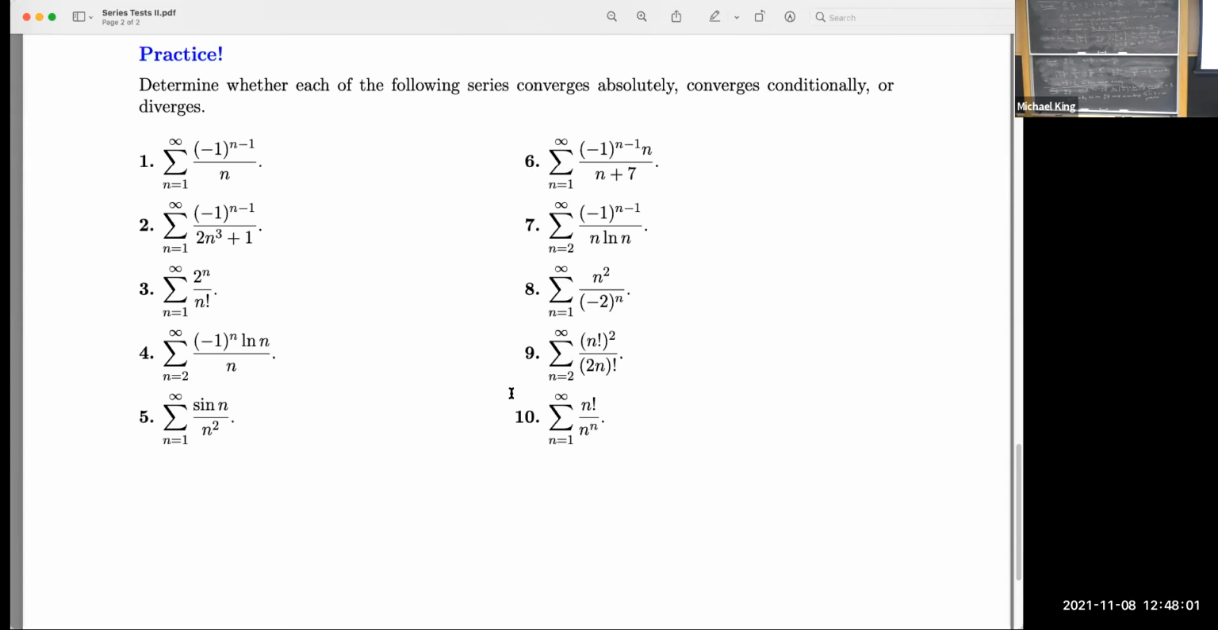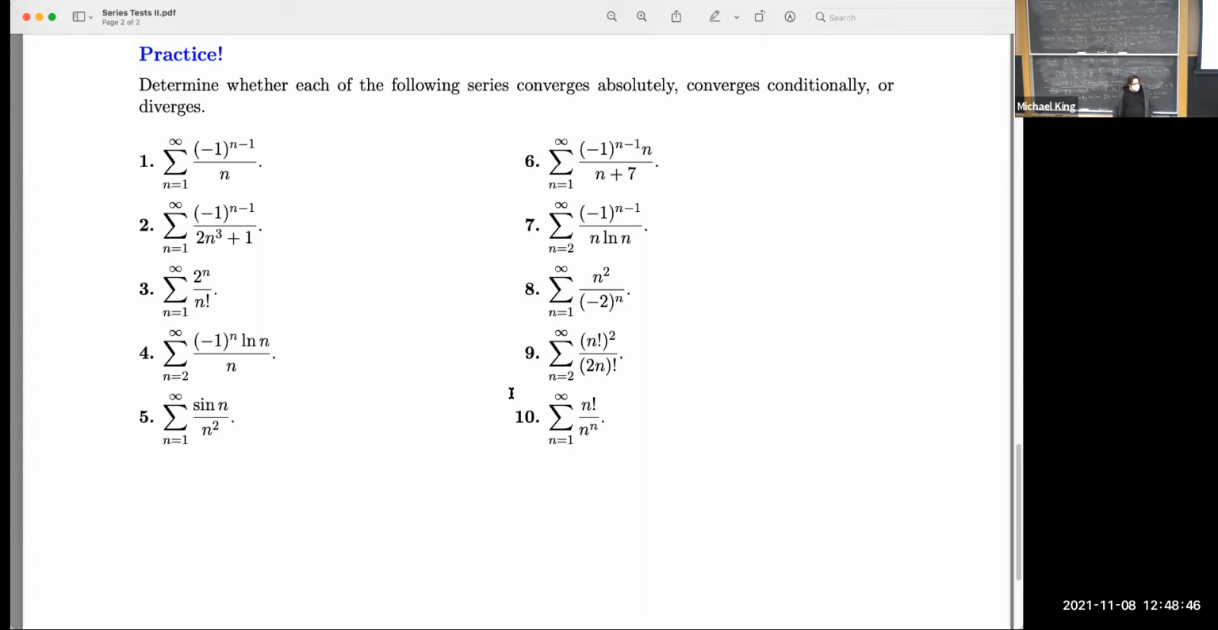Yeah, so every one of these series we can try to attack with different tests we have. You can just start to put crazier and crazier expressions in, like number 9, n factorial squared over 2n factorial. That's a fun one. Number 1 we've basically done. That's the alternating harmonic series, right? So we said that it converges conditionally because it's alternating and has that nice alternating behavior. But if we made it absolute value, if we turn all the minuses to pluses, we get the harmonic series which diverges.